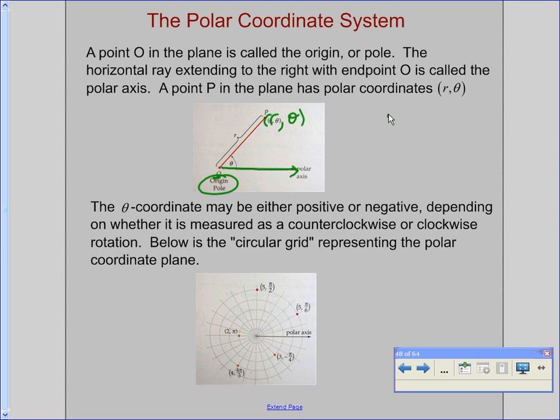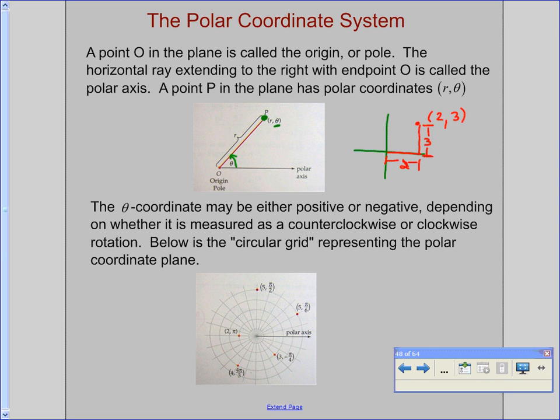So when we have a point in the xy coordinate plane, this is the point (2, 3). What we have is that this distance here is going to be 2, that's your x coordinate, and this vertical distance here is going to be 3. When you're talking about a polar coordinate, you're not measuring that horizontal and vertical distance. Instead, you're measuring an angle. So this theta right here is going to tell you the angle.